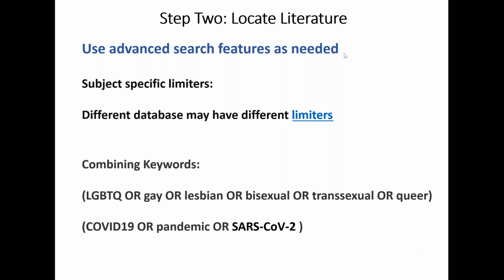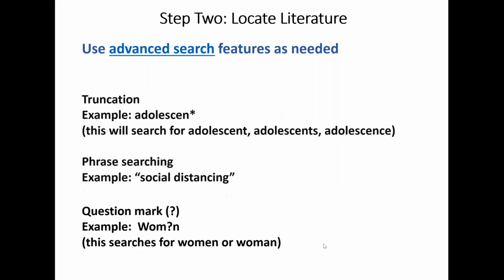We do have a lot of information too on our website on these features. For example, for truncation, you can use an asterisk if you want to put that next to the root of a word, and then it will search for all the permutations of that particular term. So adolescent with an asterisk will search for adolescent or adolescents or adolescence.